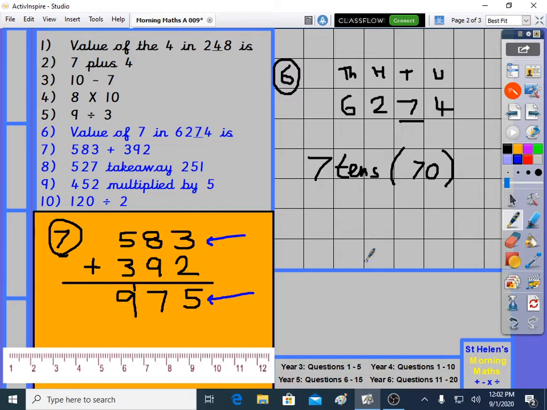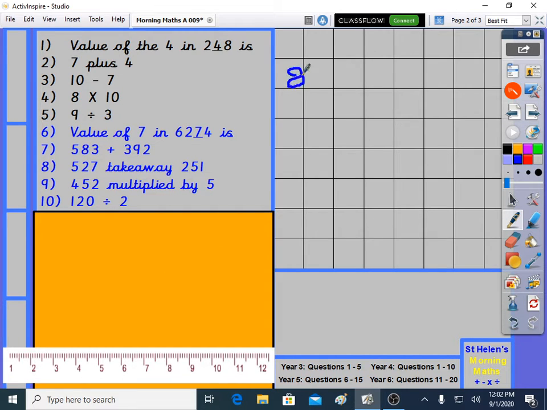Just checking over that, make sure it's right. I'm sure you're checking me as well. And we'll move on to question 8. Make sure you've got that copied down. Question 8 is going to be a takeaway. 527, take away 251. Be careful copying the numbers down. Be careful for everything I always say we should be careful for. Watch out all the time that you're not making the common mistakes that people make.